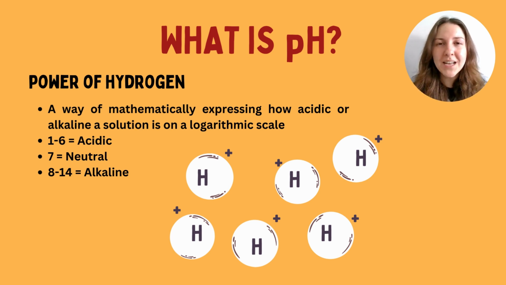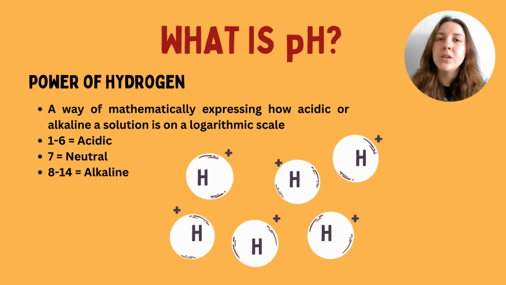So what actually is the pH scale, and what do we mean by pH in general? Well, pH actually stands for power of hydrogen, and it's a way that scientists mathematically express how acidic or alkali a solution is in terms of a logarithmic scale or a mathematical scale. And you don't need to know much more than that at GCSE.